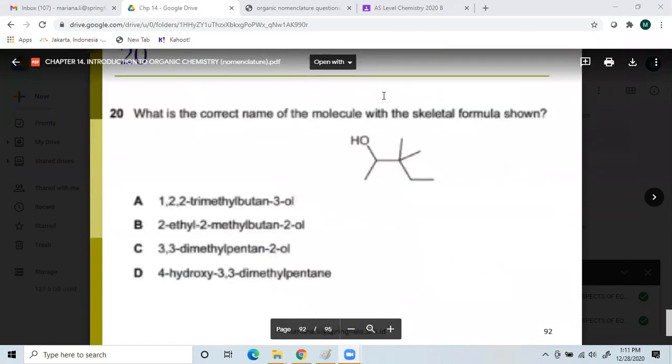Okay, what is the correct name of this molecule with the skeletal formula shown? Let's discuss. The functional group is OH, so this is an alcohol. To name an alcohol compound, you should find the longest chain which includes the OH. 1, 2, 3, 4, 5. I think we have 5 Cs here for the longest chain. So these are R groups. So 3,3-dimethylpentan-2-ol. C is the correct one.